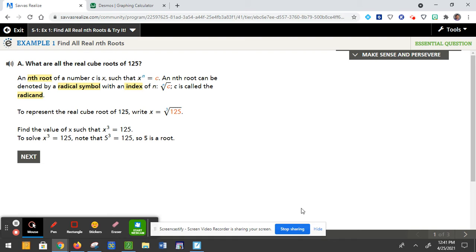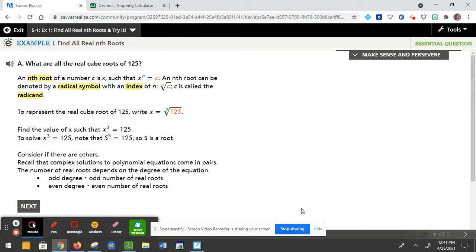Find the values of x such that x cubed is equal to 125. To solve that, x cubed equals 125. Note that 5 cubed is equal to 125, so 5 is a root. Consider if there are others.